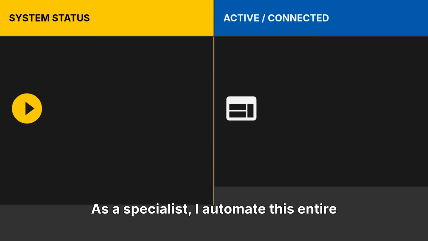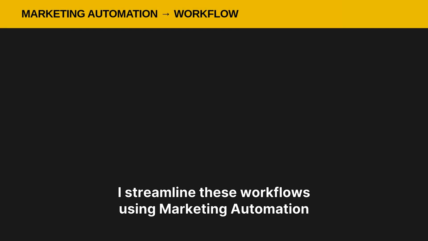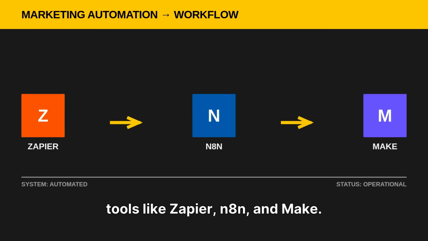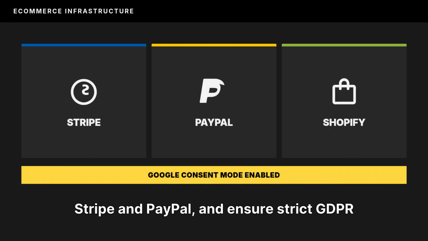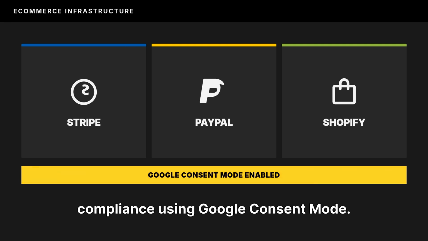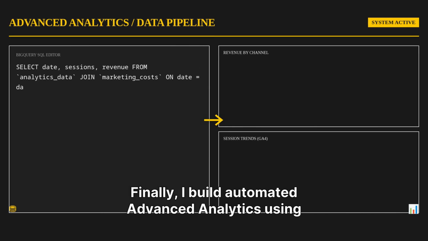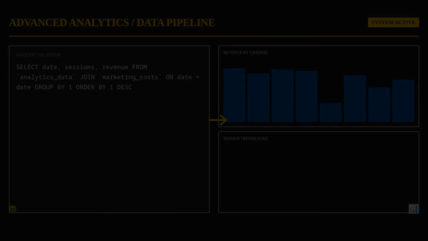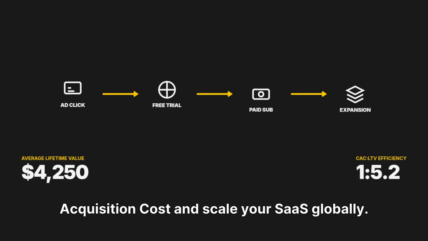As a specialist, I automate this entire ecosystem. I implement multi-channel CAPI for Facebook, TikTok, and Snapchat. I streamline these workflows using marketing automation tools like Zapier, N8N, and Make. I handle third-party checkout conversion tracking for Stripe and PayPal and ensure strict GDPR compliance using Google Consent Mode. Finally, I build automated advanced analytics using GA4, Google Looker Studio, and BigQuery SQL, so you can visualize your true customer acquisition cost and scale your SaaS globally.